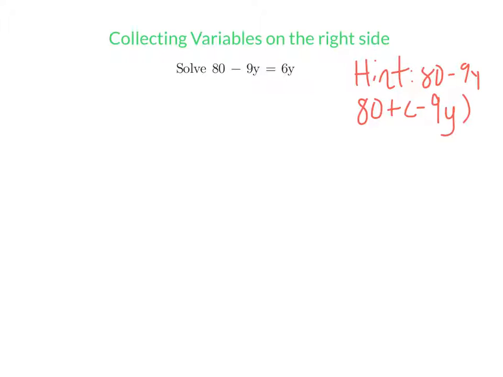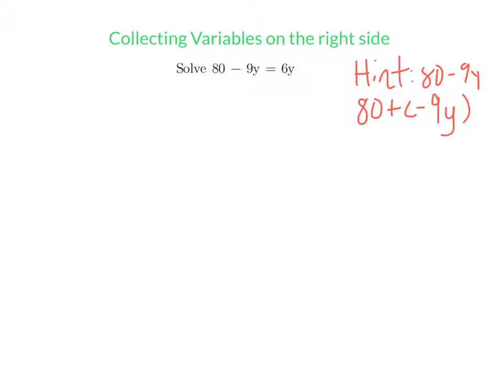Okay, so now we want to look at collecting variables on the right side. Let's say the problem says solve 80 minus 9y equals 6y. Just a hint to remember that 80 minus 9y is the same as 80 plus, in parentheses, negative 9y.